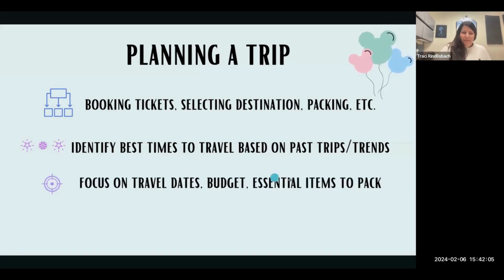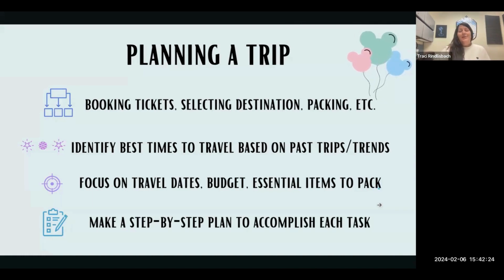The next part is when you're starting to do that abstraction. So you're really focusing on those minute details, like, okay, here's a good time to travel. Here's the actual travel dates. Here's our budget. Here's our essential items to pack. Maybe we start booking stuff out or looking at different airlines and things.